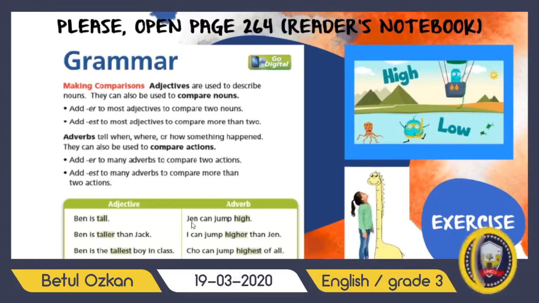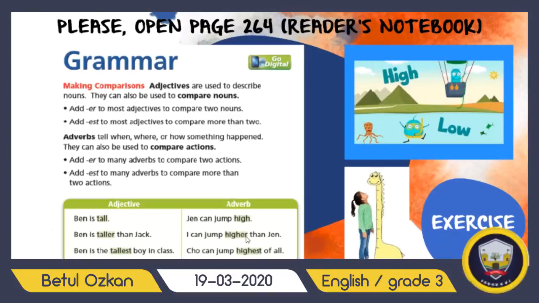So let's start to read the sentence together. Jen can jump high. Check the high and low. High represents up, low represents down. So in the second sentence, it says I can jump higher than Jen. I compare two people, myself and Jen. So I put er at the end of my adverb.